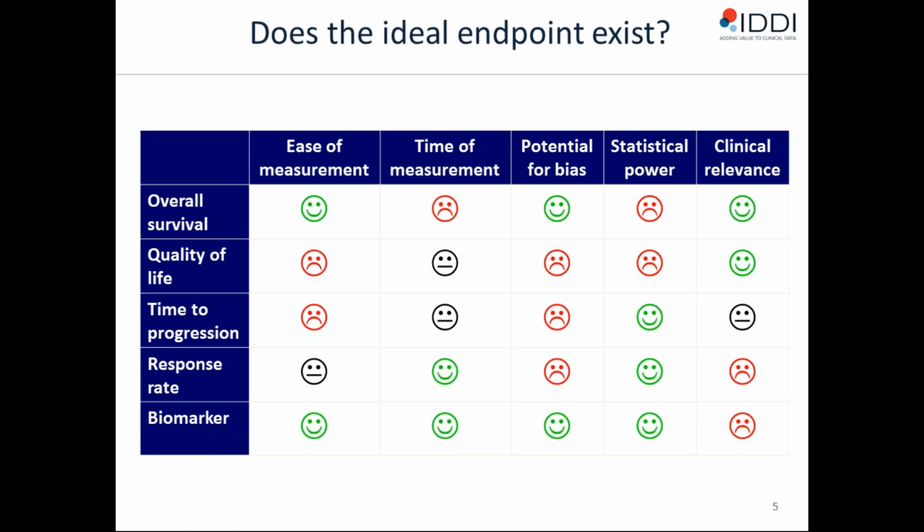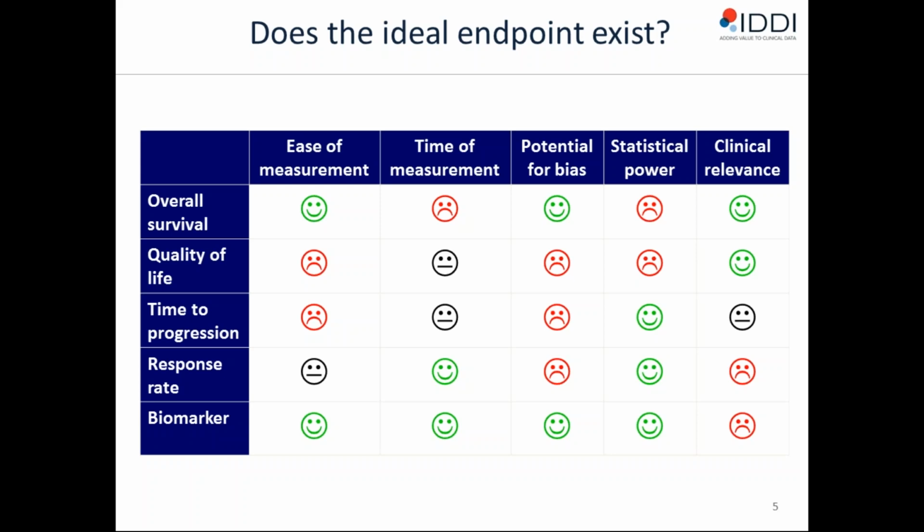There is potential for bias from many sources. The statistical power is, of course, depending on what domain is used, but usually it's low. It is clinically relevant, but it's far from being the ideal endpoint. And likewise, time to progression or PFS or response rate are also far from being ideal endpoints.